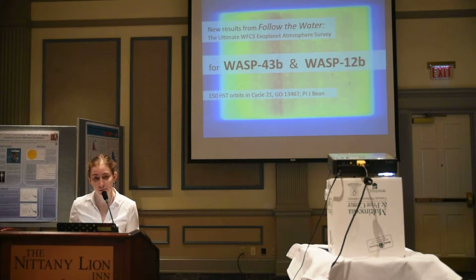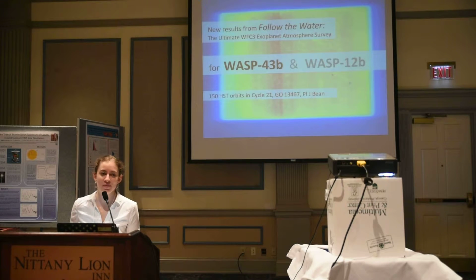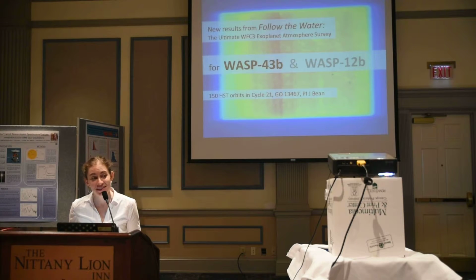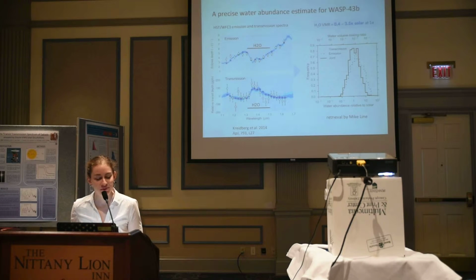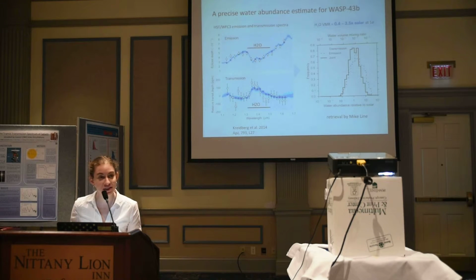The first one I'll talk about is WASP-43b. This planet is a fairly run-of-the-mill hot Jupiter. It's 2 Jupiter masses, has an orbital period of about 24 hours. But the observations that we did of it are not run-of-the-mill. So I'll cut to the chase with our results here since the time is short.